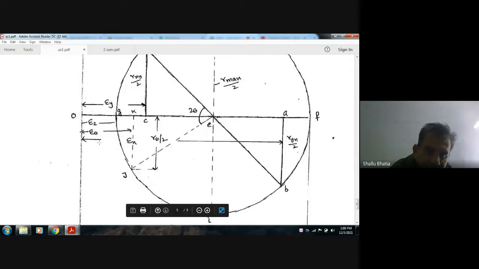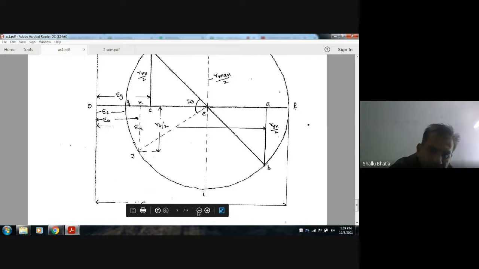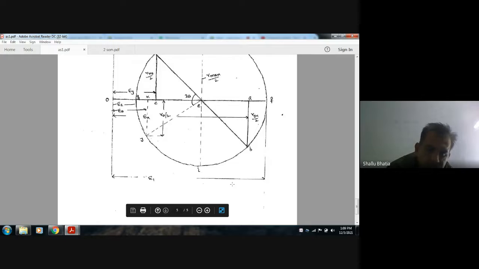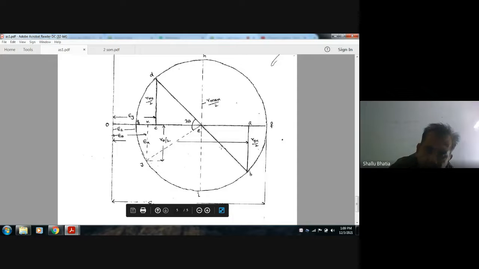Here, this is your epsilon x, that is the same as sigma x. This is your epsilon y, same as sigma y. This is your epsilon 1, same as sigma 1. This is your epsilon 2, that is sigma 2. So this is your gamma yx. This was tau yx, but now it is gamma yx. Similarly, this is gamma yx, and this is tau max.